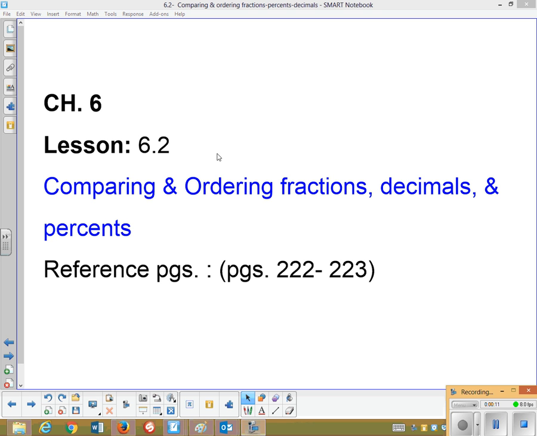Reference pages to this can be found in your textbook, pages 222 and 223. As a reminder, don't forget to take down all the notes in today's notes video for full credit.